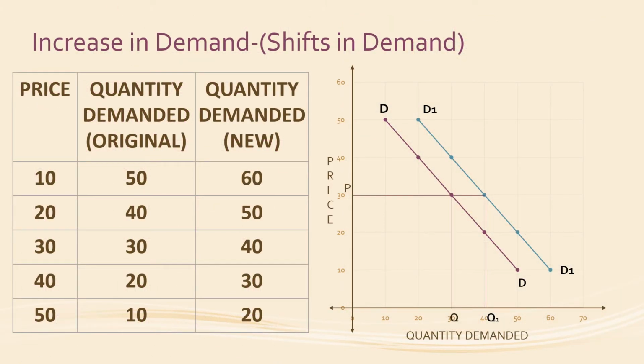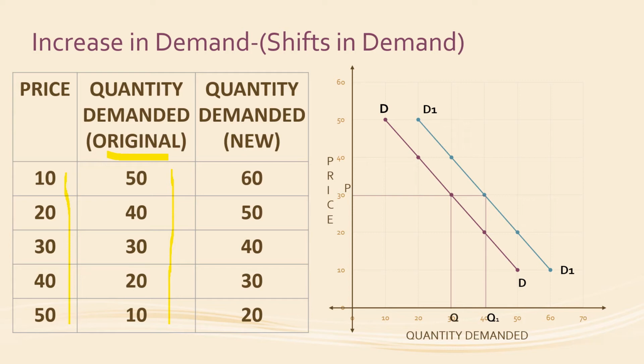Let us now try to study the concept of increase in demand with the help of a schedule and a diagram. As you can see, in the first column we have price, various possible prices from 1 to 50, and the original quantity demanded by a consumer at all these various possible prices. Now consider that factors other than price have changed.